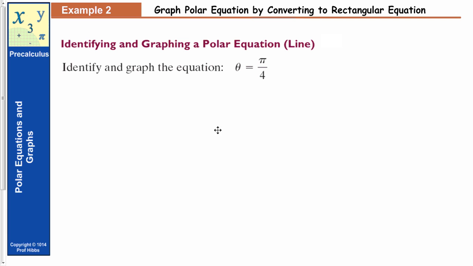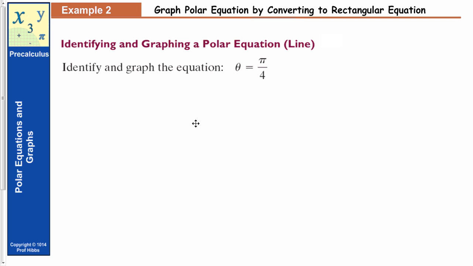In the next example, we're to identify, and by the way, it kind of gives us a hint right here, identifying and graphing a polar equation that's a line. So here is our polar equation, theta equals pi/4. That is a polar equation. We need to convert that to a rectangular equation, which means that we need to somehow introduce x's and y's.